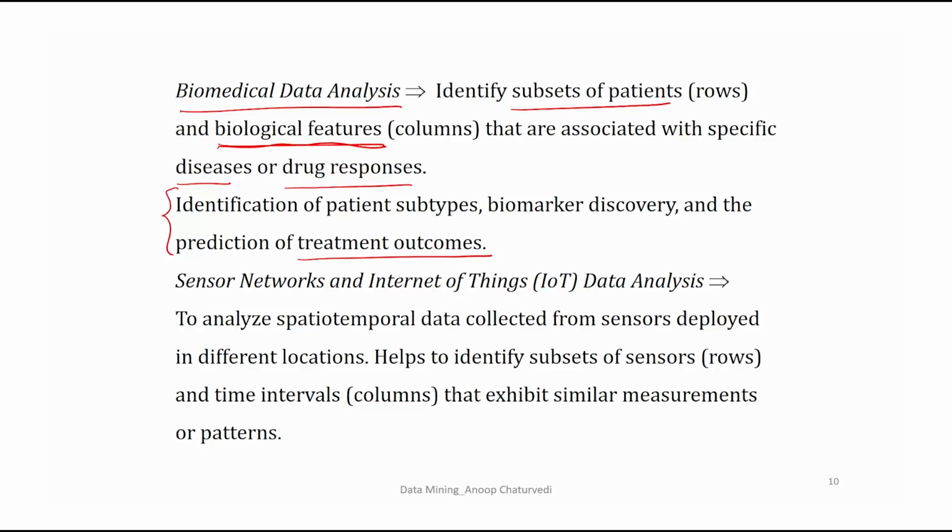Sensor network and Internet of Things data analysis. So, we can use block clustering for analyzing spatiotemporal data collected from sensors deployed in different locations. So, it helps to identify subsets of sensors and time intervals that exhibit similar measurements or patterns. So, again, block clustering helps you for this kind of sensor network analysis.